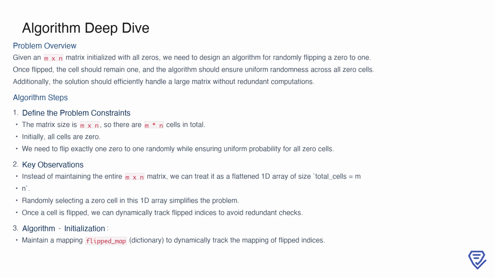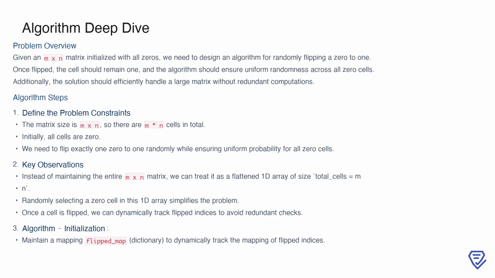Now, dealing with a large matrix efficiently is critical, as we want to avoid unnecessary computations while guaranteeing this uniform randomness. Here's how we can approach this. First, instead of explicitly managing the entire m by n matrix, we can represent it as if it's a single-dimensional array with a total of m multiplied by n cells. This flattened representation simplifies the problem because we can think of selecting a random 0 cell as simply selecting a random index in this virtual array.